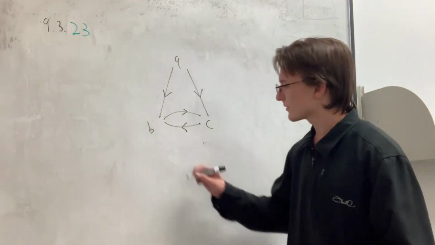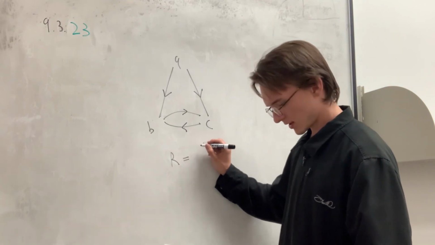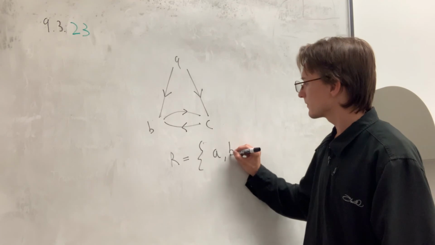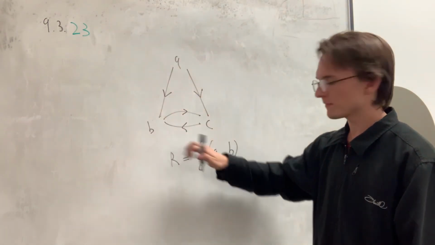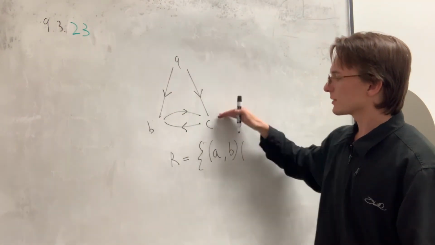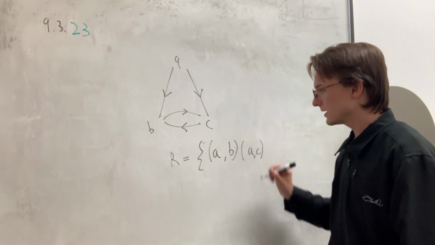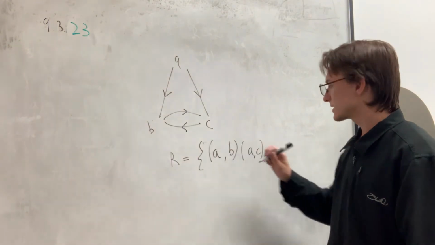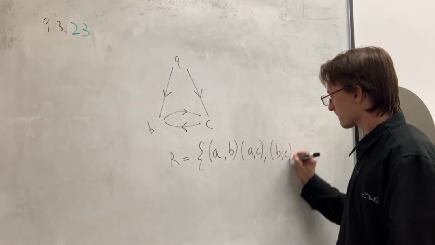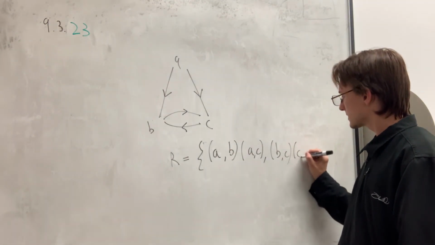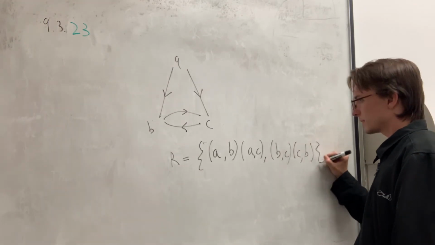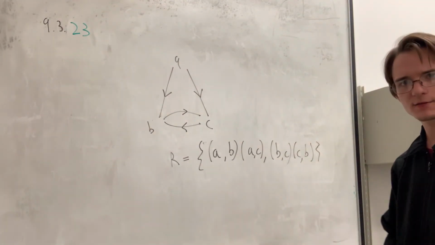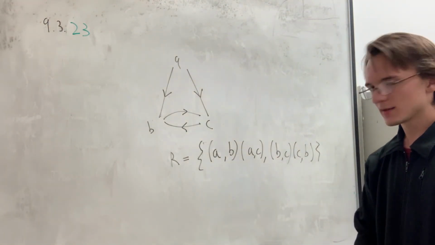And that's easy enough. Our relationship would just be equal to A comma B, because A points to B, A comma C, because A points to C. A has a relationship with C. B comma C, and finally C comma B, because there's a little bit of symmetry right here, and so it points back at itself. Okay, we're done.